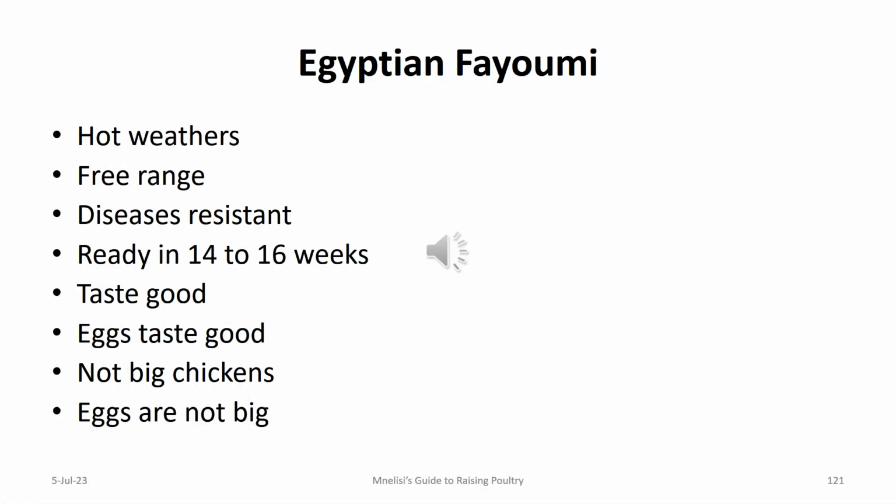Egyptian Fayoumi. This chicken likes hot weather and will do well as a free range. It is disease resistant. It will be ready for market from 14 to 16 weeks. This chicken tastes good and the eggs too. It's not a big chicken and it does not lay big eggs.